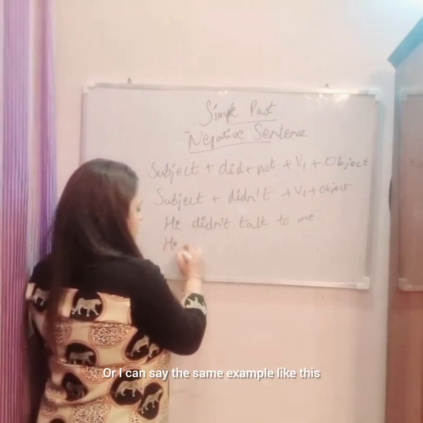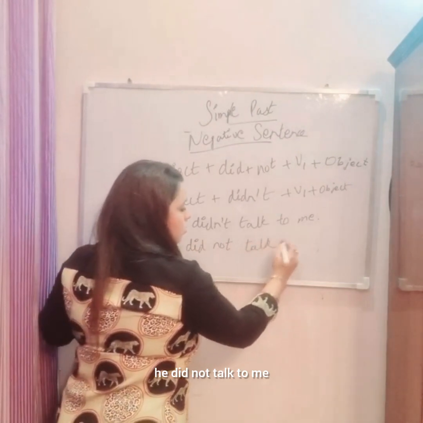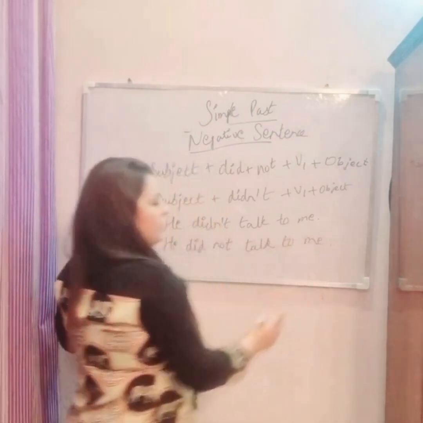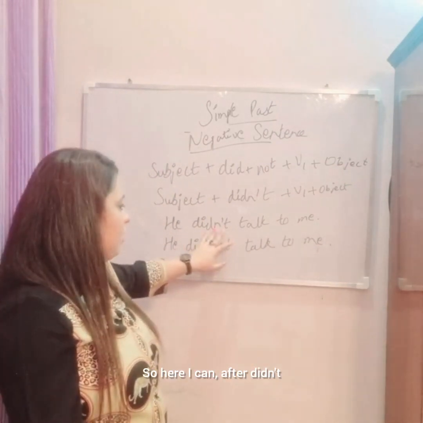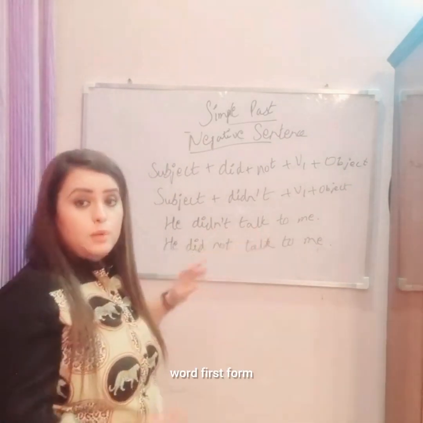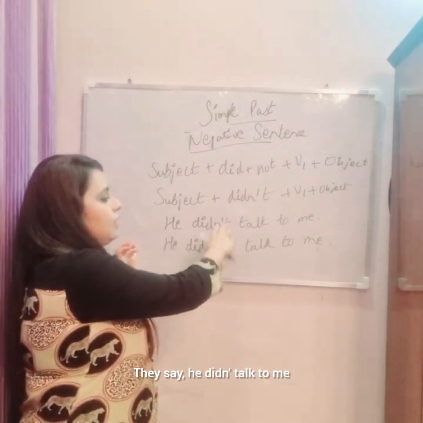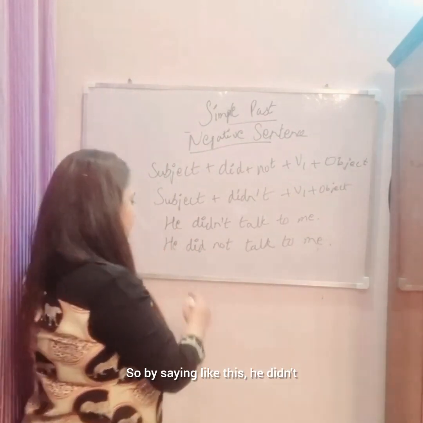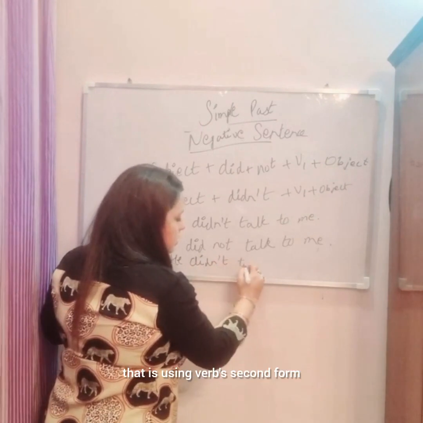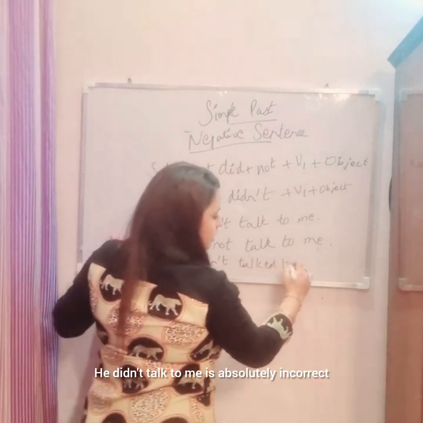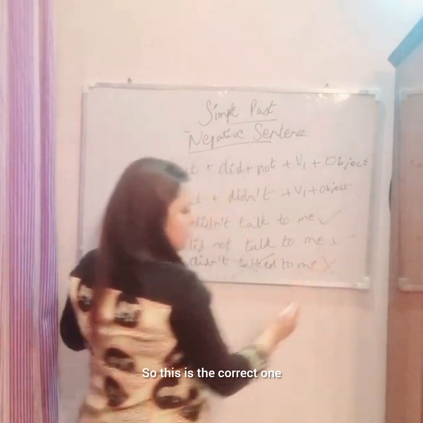Or I can say the same example like this: he did not talk to me. So here, after didn't, I'm saying talk, verb first form. And what is the error that most of the people do? They say he didn't talked to me. By saying it like this, using verb second form after didn't, it is absolutely incorrect. So this is the correct one.